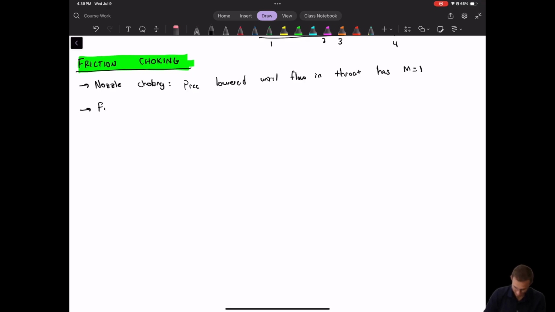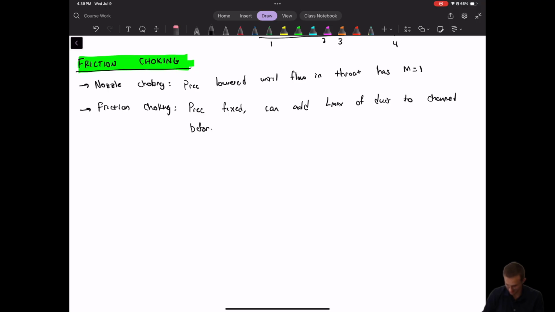So friction choking: P receiver fixed, can add Lmax of duct to channel before M equals 1, any additional duct requires smaller G, right? And G was equal to rho V.